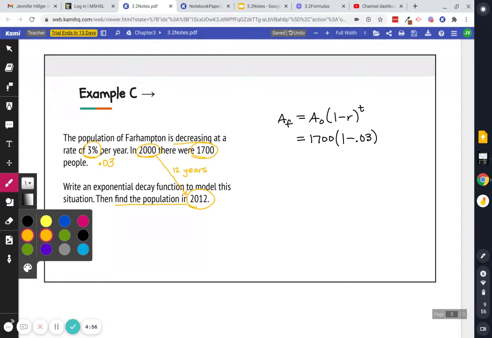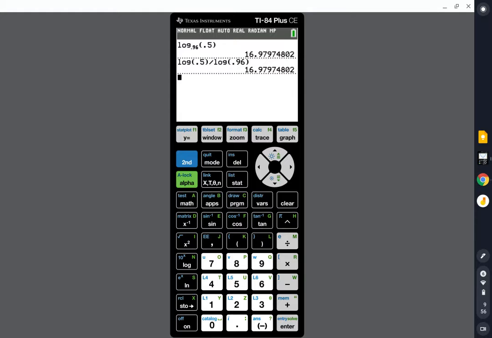So in that T spot, I'm going to put the 12 instead of the 2012 because I need to be able to interpret the problem and really know what it's asking. So I'm going to clean up my parentheses, and then I'm going to go to my calculator. So here we go, calculator.